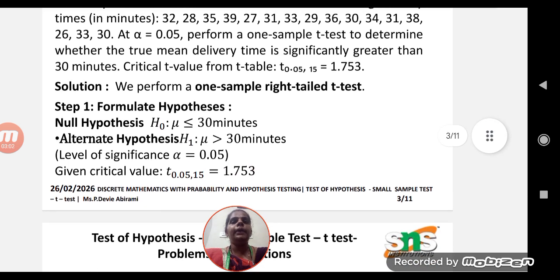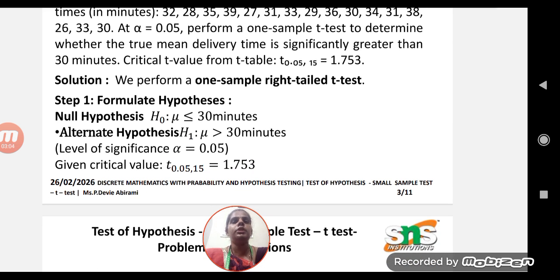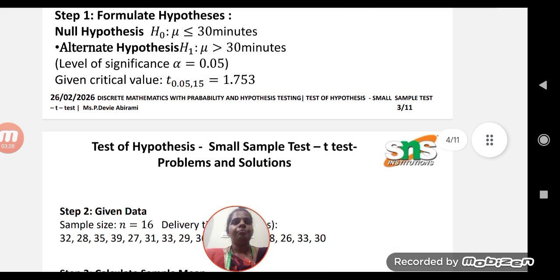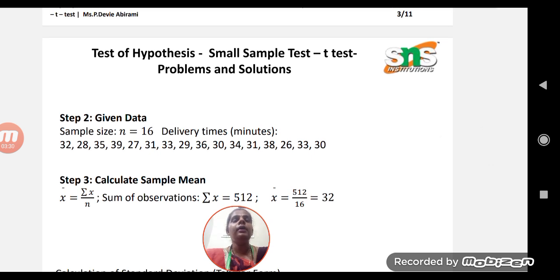I am formulating the hypothesis as null hypothesis H naught: mu less than or equal to 30 minutes. The alternate hypothesis can be taken as the opposite one. If the null hypothesis says less, then the alternate hypothesis is greater. If the null hypothesis is greater, then the alternate hypothesis will be less. So the alternate hypothesis is mu greater than 30 minutes. Level of significance is 0.05 and the t value is 1.753. So they have given the data.